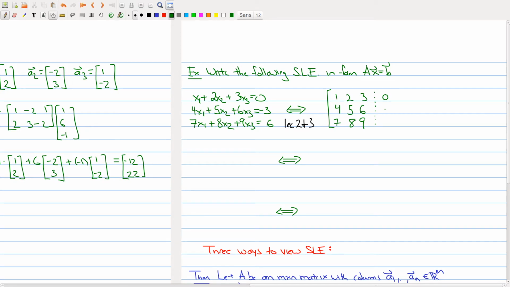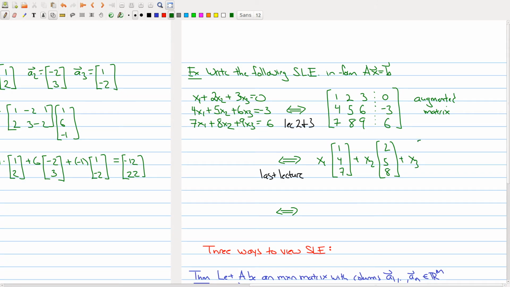And we're going to keep track that it's the augmented matrix, right? So we have our augmented matrix for our system of linear equations. And then from our last lecture, we noticed that if you're interested in solving the system of linear equations, you can rewrite it as a vector equation, right? So we're trying to solve x1 times the first column plus x2 times the second column plus x3 times the last column, and we want this vector equation to be equal to 0, minus 3, and 6.